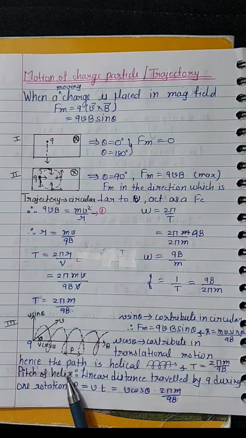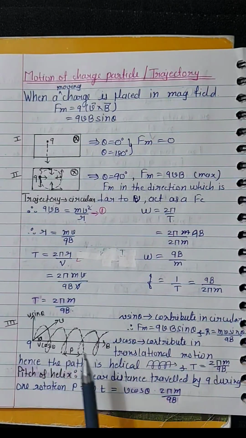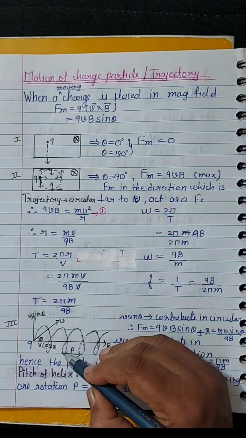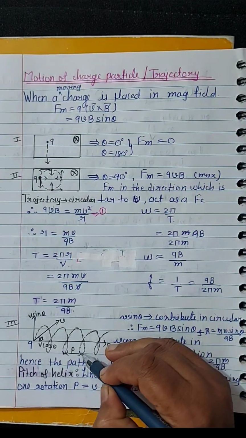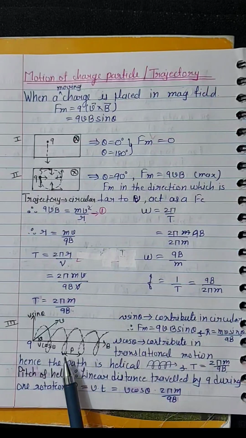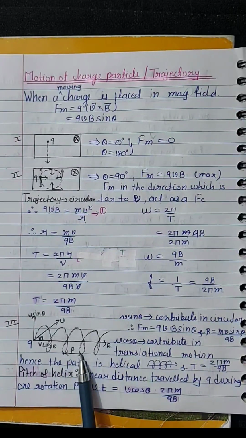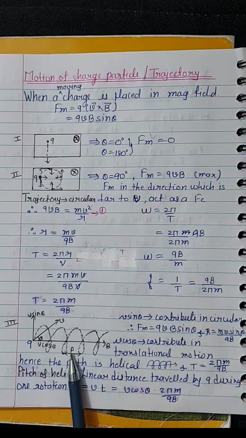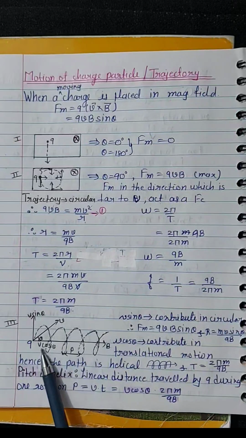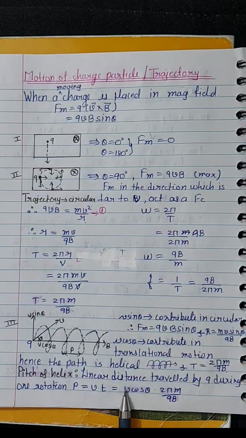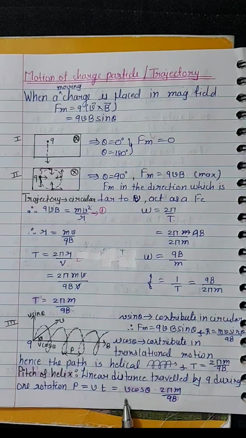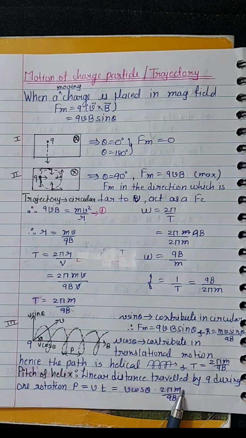What is the pitch of the helix? It is the linear distance travelled by a charge during one rotation. Means if we start from this point, this is our complete one rotation. During this one rotation, the distance the charge travels, that is known as the pitch of the helix. So it is nothing but the linear distance. It can be written as velocity multiplied by time. Which velocity is contributing in linear motion? It is v cos theta. So write down v cos theta and the time period is 2 pi m by qB. So the pitch of the helix can be written as v cos theta into 2 pi m by qB.